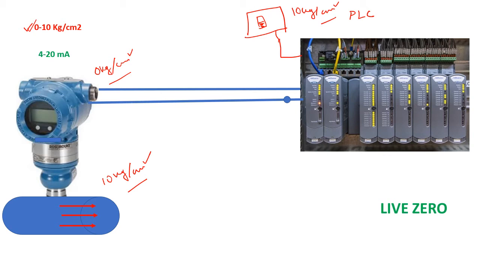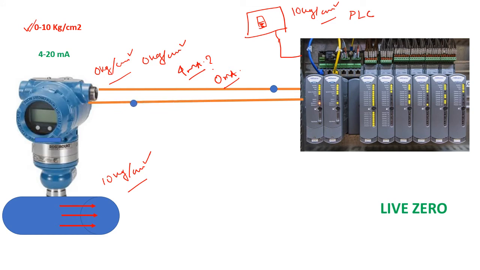Now the problem happens in the initial case, when there is no fluid flowing through the pipe. At that time the pressure reading is 0 kg per centimeter square, and the signal transmitted through this wire is 4 milliamps. Now the question comes, why 4 milliamps? We could have used 0 milliamps also, right? But why have we used 4 milliamps?